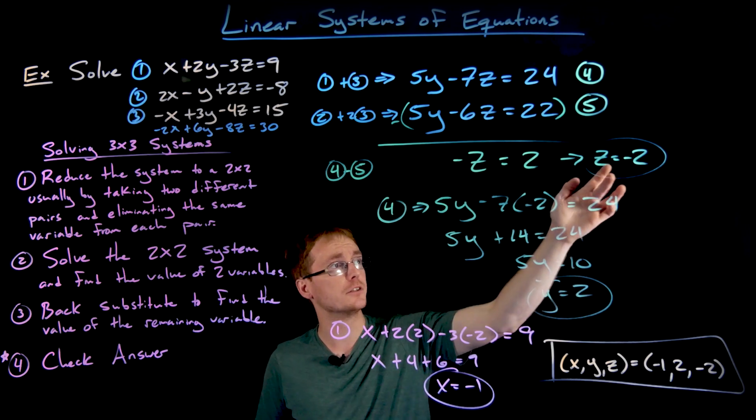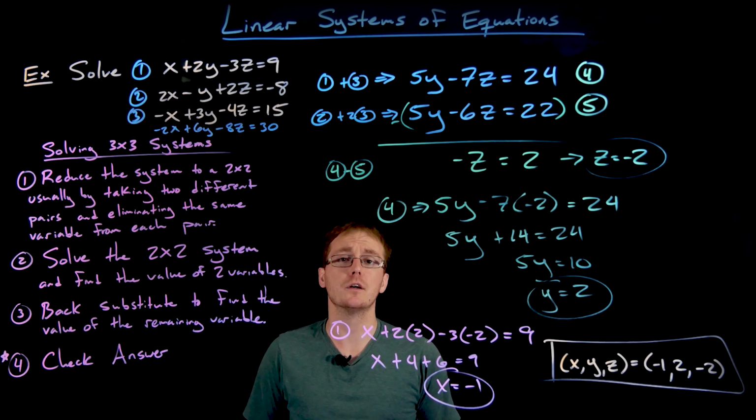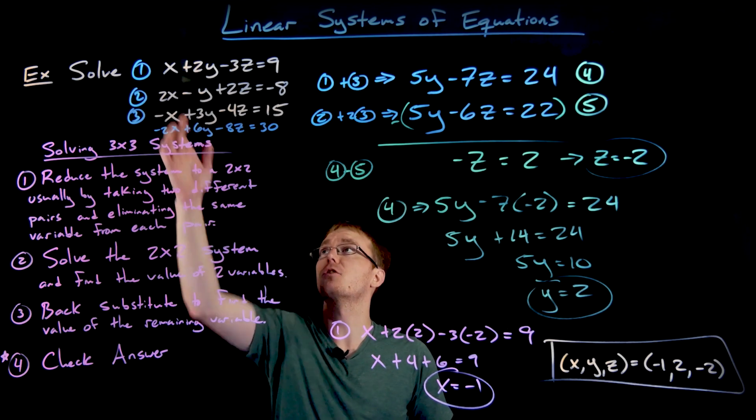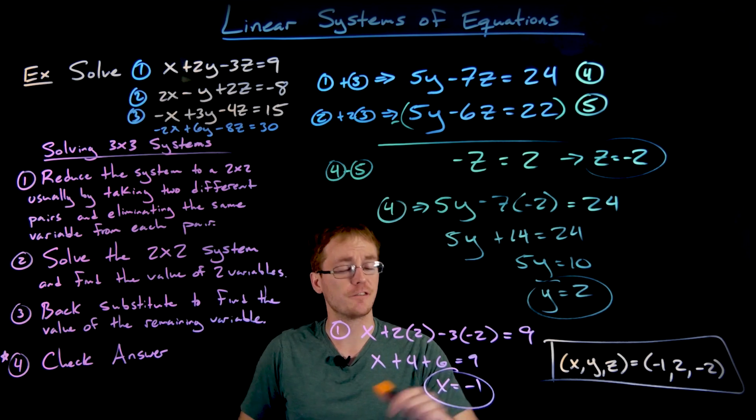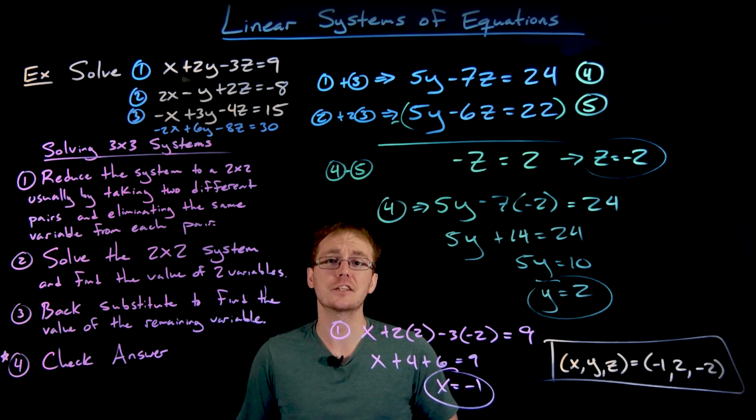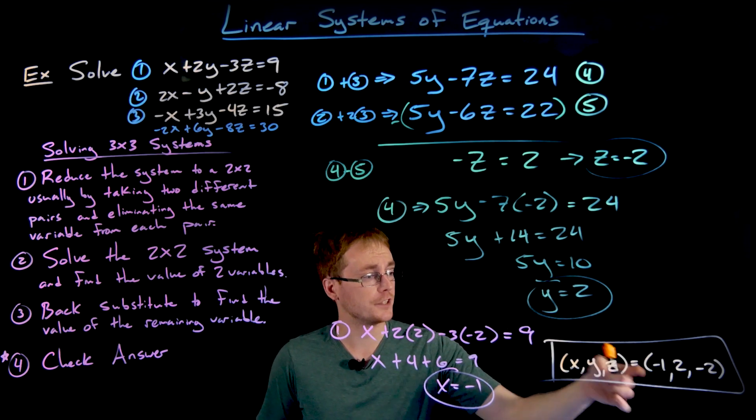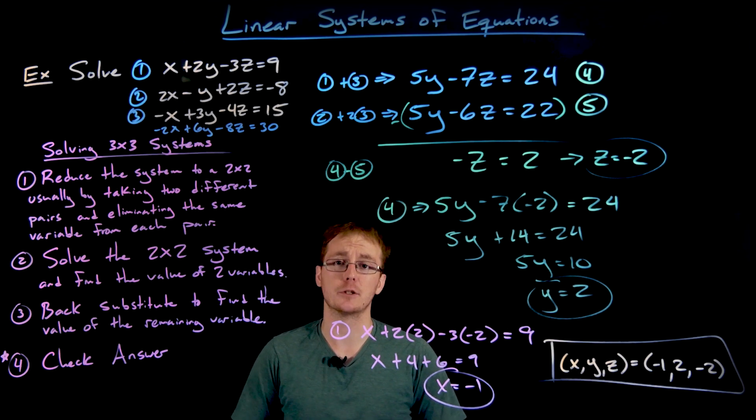So then we find the values of y and z. Once we know those, we back substitute in our earlier equations involving x to find that last variable, that x value. Once we have x, y, and z, we have solved our system of equations.